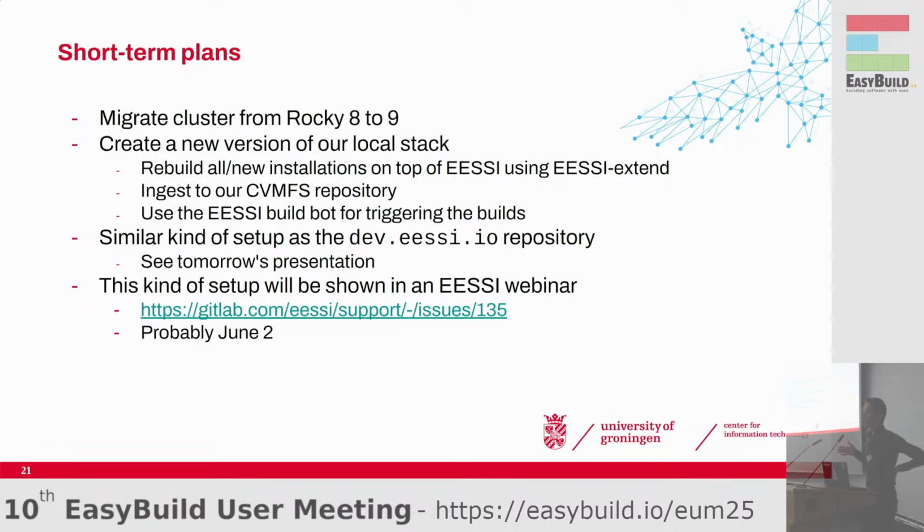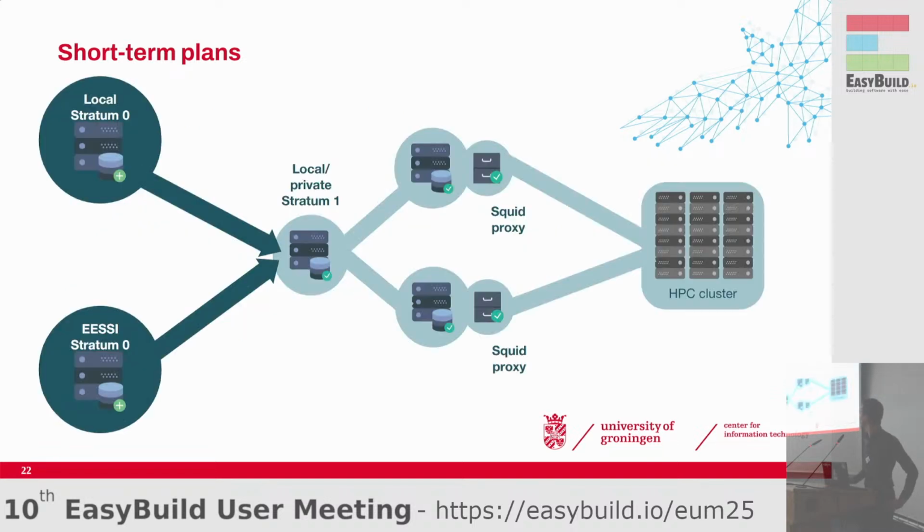Basically, we will be using the same approach that my colleague Pedro will be showing tomorrow for the dev.easy.io repository, which also builds on top of the production Easy repository. So if you want to know more details, that's your chance, or Caspar already mentioned that as well. The Easy webinar, which we will give soon, will also show an overview of how this will work. But in practice, this is what we will be doing. We make Easy available on our Stratum 1 and still have our own Stratum 0 as well, where we can ingest our own software. Everything that gets built on top of Easy goes into our own local Stratum 0, and then the Stratum 1 just combines both repos and makes them all available to our current cluster.